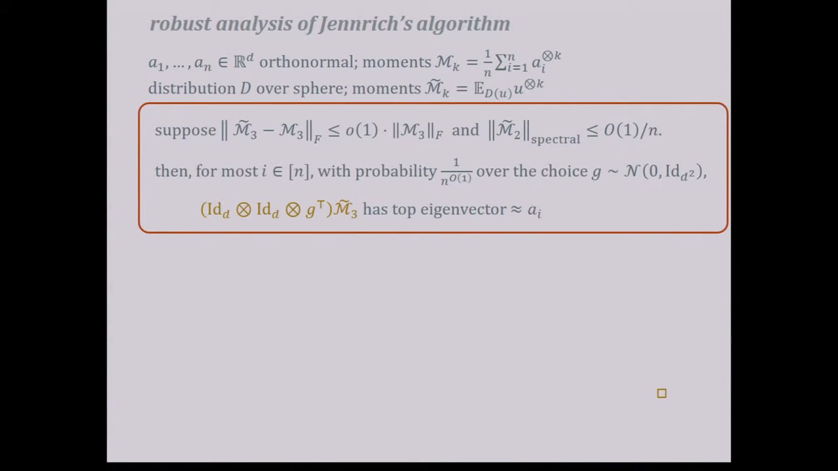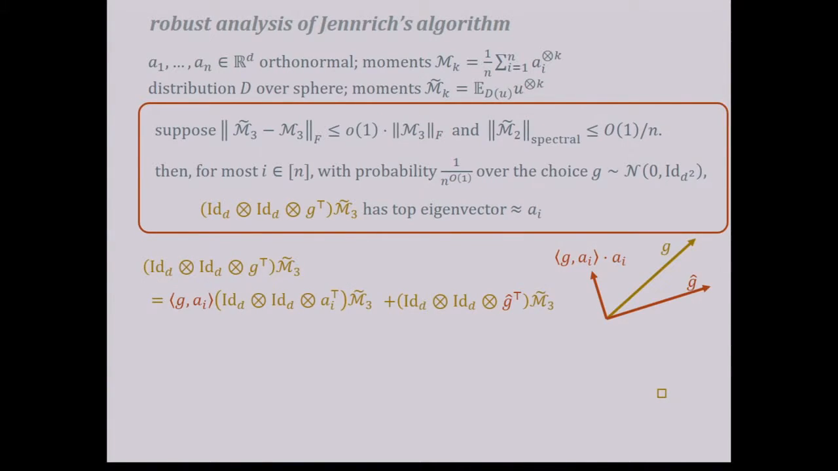And the way we will say this is that we'll show that if you do this random contraction, then the top eigenvector of the resulting matrix will be close to one of the vectors a sub i. Maybe let me just show you on a high level what's happening. If you do this random contraction, you can think about it as doing a random contraction in the direction a_i, and a random contraction orthogonal to the direction a_i. So that means that this random contraction naturally decomposes into something parallel to a_i and something orthogonal to a_i.